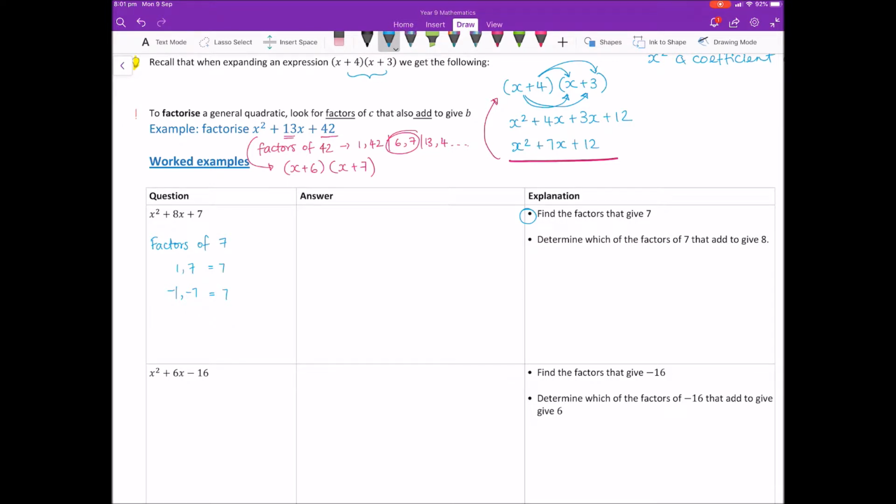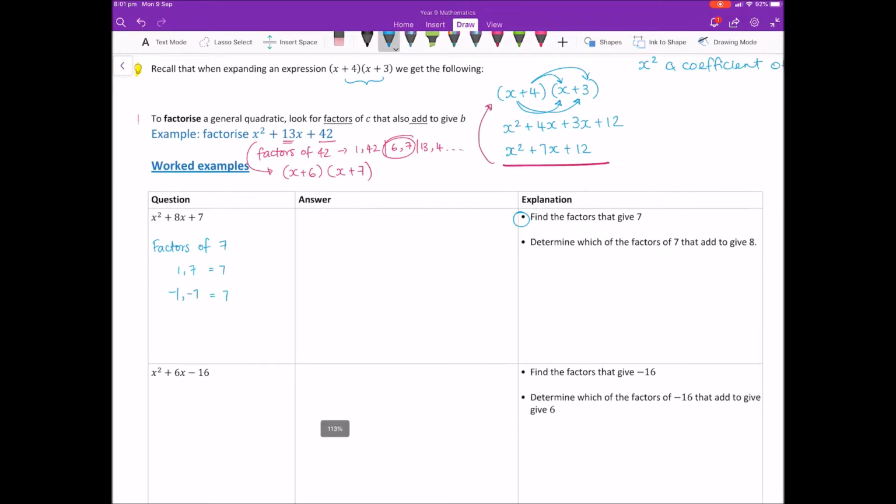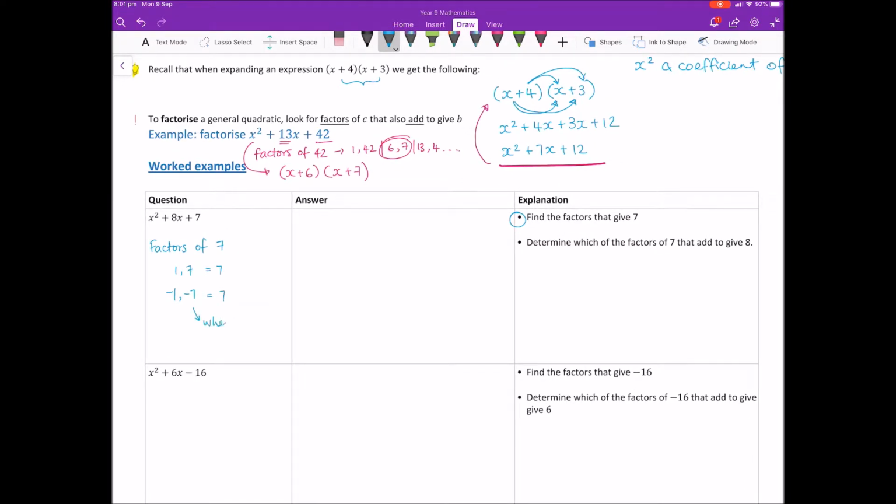However, when we add -1 and -7, we actually get -8, not +8. So we can discount this. And if we look at 1 and 7, when we add them together, we also get 8. So it looks like the factorized form of x squared plus 8x plus 7 is (x plus 1) times (x plus 7).